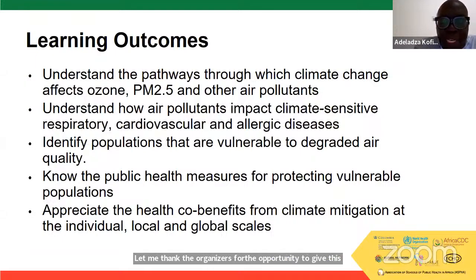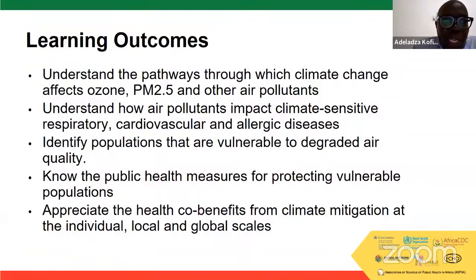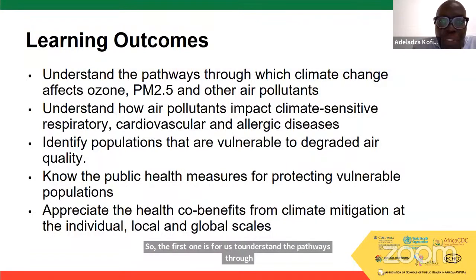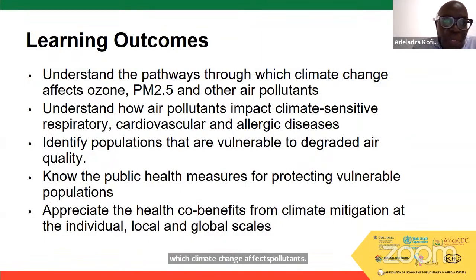There are some learning outcomes that I think we can start with, and that has guided the development of my slides. The first one is for us to understand the pathways through which climate change affects pollutants. We also need to understand how air pollutants impact climate-sensitive respiratory, cardiovascular and allergic diseases. We also want to identify populations that are vulnerable to degraded air quality. We want to know the public health measures for protecting vulnerable populations. And finally, we want to appreciate the health co-benefits from climate mitigation at individual, local, and global scales.